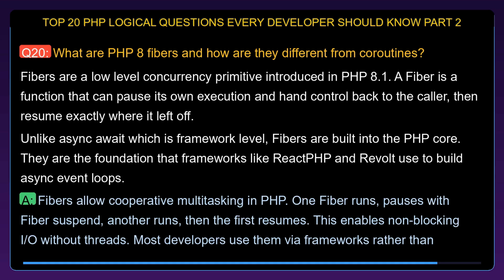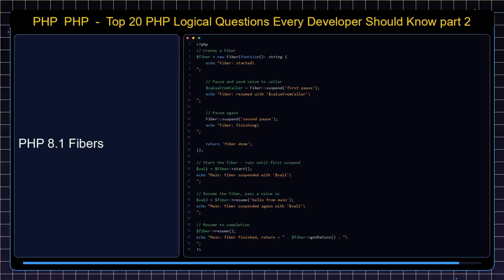Fibers allow cooperative multitasking in PHP. One fiber runs, pauses with Fiber::suspend, another runs, then the first resumes. This enables non-blocking I/O without threads. Most developers use them via frameworks rather than directly. PHP 8.1 fibers.